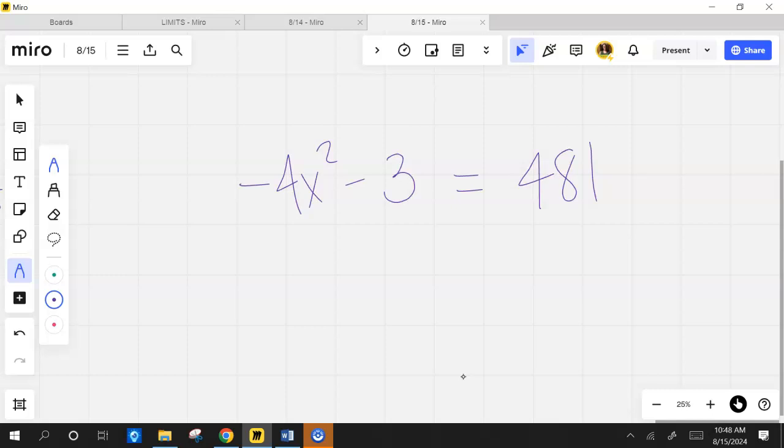Solve it for x. Okay, so you're gonna add the 3. This is just what we did before. Everybody do it first, then we're gonna explain it.